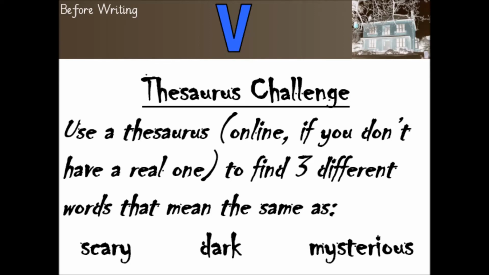So, start with a thesaurus challenge. A thesaurus is a wee bit like a dictionary, but it doesn't tell you what words mean. It just tells you a word that has the same meaning. So what I'm looking for you to do is to find 3 different words that mean the same as scary, dark, and mysterious. Now, these are words that are useful for not only this week, but I would keep them because depending on what kind of school you're going to write about next week, you might actually want to mention these same words.